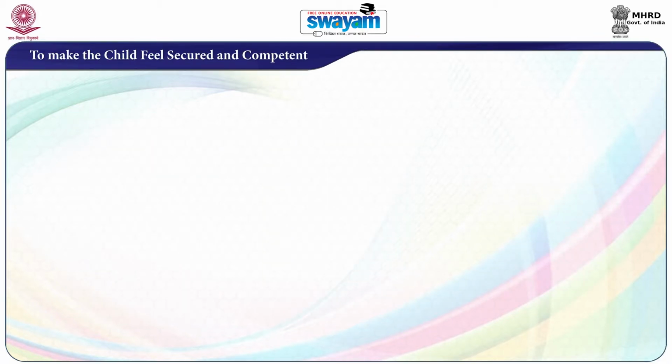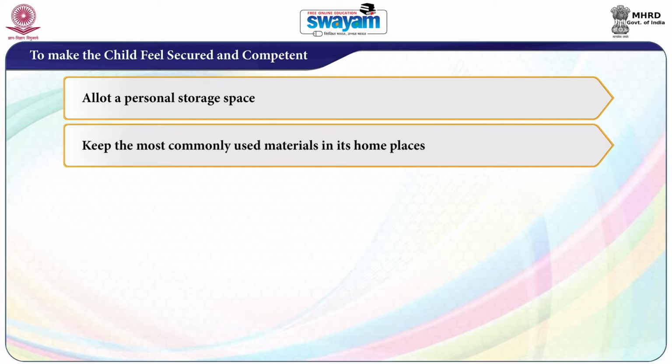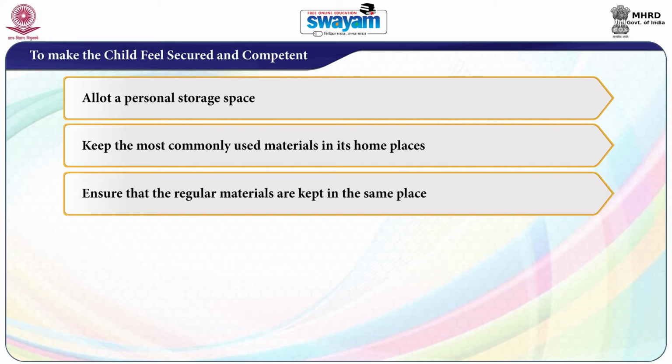And the fourth objective, to make the child feel secure and competent. The child should feel secure, confident and competent in using the play spaces to enhance their learning potential. How to improve this objective? Allot a personal storage space for all children to keep their belongings. Keep the most commonly used materials such as glue, scissors, pencils, crayons in their home places, labeled with symbols for easy identification and access. Ensure that the regular materials are kept in the same place.